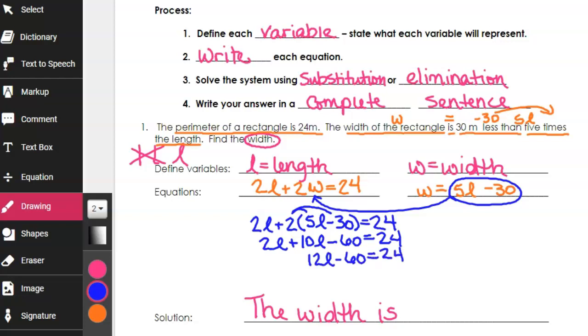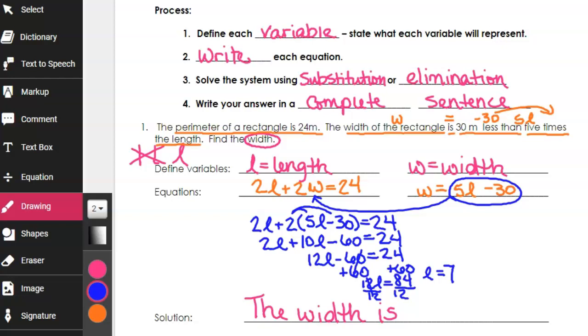When I isolate a variable L, I need to move the constant, so I need to move the minus 60 by adding 60. I have 12L equals 24 plus 60, which is 84. And then if you undo the multiplication by dividing by 12, you would see that L equals 7.